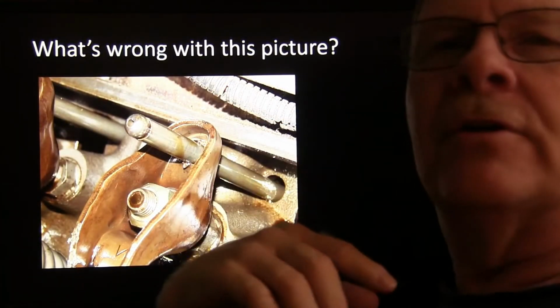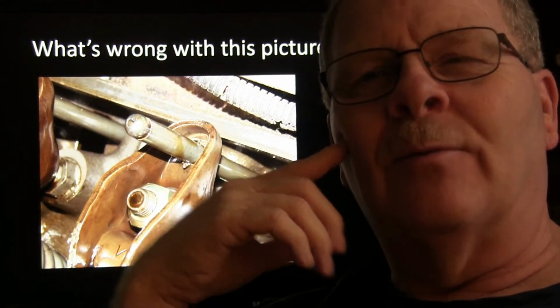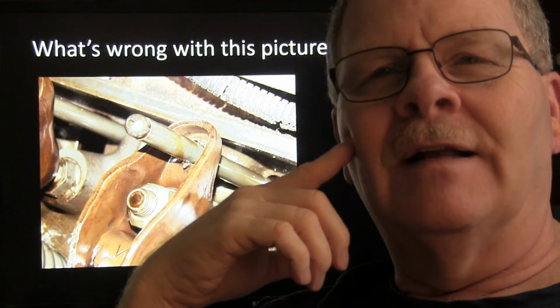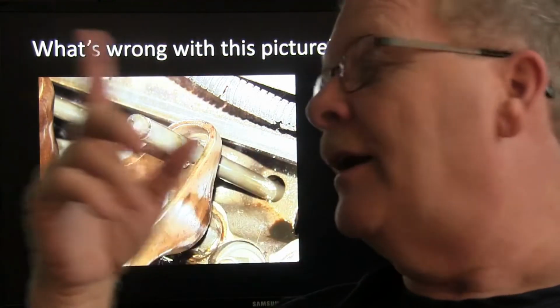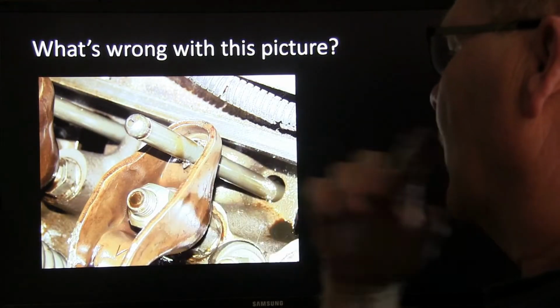Anyway, what's wrong with this picture right here? You seen one like that? This was sent to me by a buddy of mine that works about 30 miles from here. We got a little country shop out there. And he took the valve cover off of one, and it had several valves that were like this. Some of them, this stud was popped off right where it came through there.